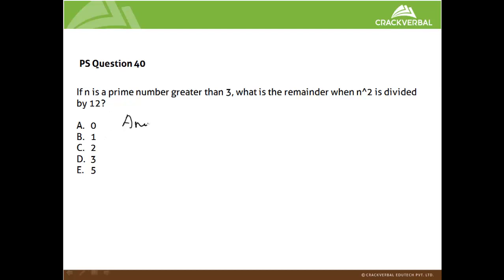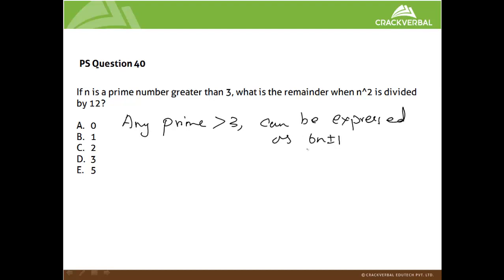Any prime greater than 3 can be expressed as 6n plus or minus 1. So that's the reason when we square this and divide by 12, we are getting the remainder as 1. Okay, so let's understand what is the 6n plus or minus 1.